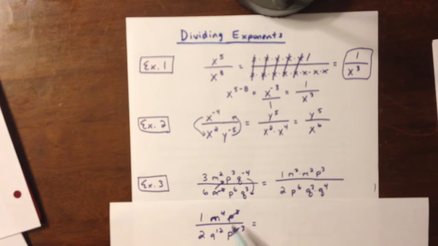So that's one way you can do that. If the whole thing cancels out, just cross the whole thing out, and then how many's going to be left over, rewrite with the p on the bottom. So I have 1 m to the fourth over 2 q to the 12th, p to the third.